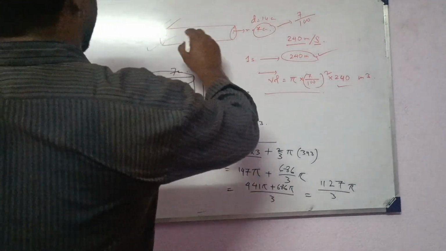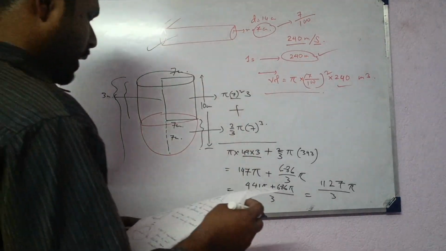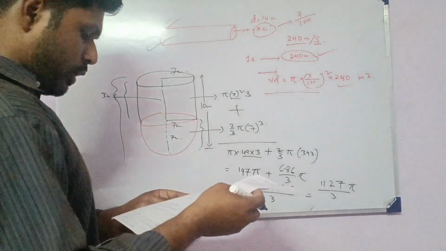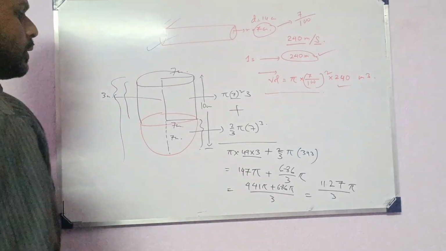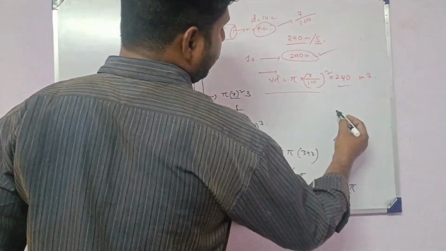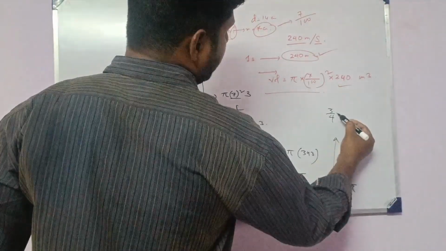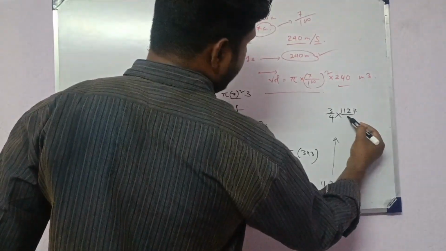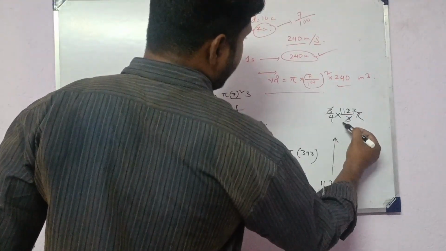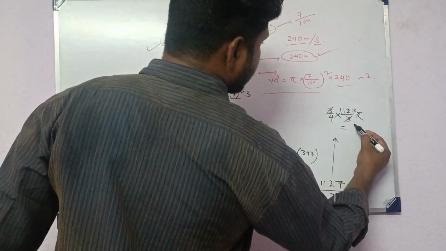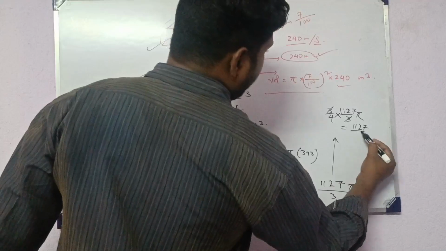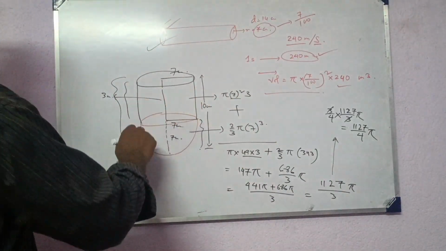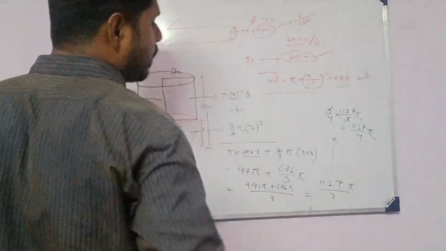Now that pipe will not fill the entire vessel, but it will fill 3/4 of the vessel. So it will fill 3/4 of what is there, so it will fulfill the 3/4 part. So it will fulfill 1127 by 3 pi into 3 by 4. It will fulfill this part, okay? So the volume of water that it will get inside is 1127 by 4 pi.